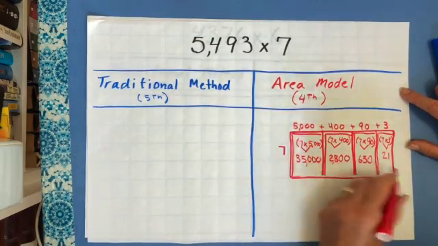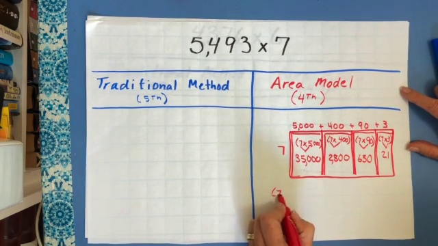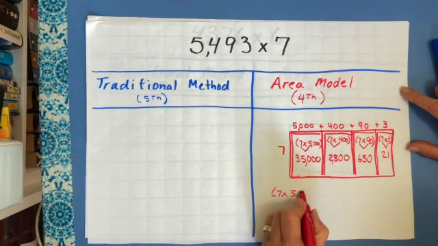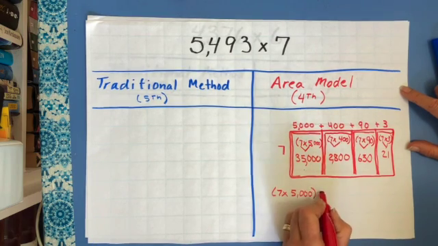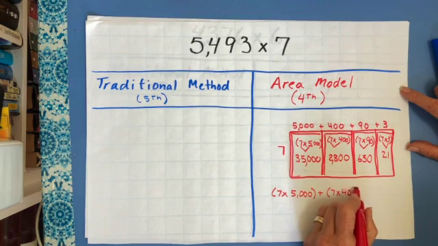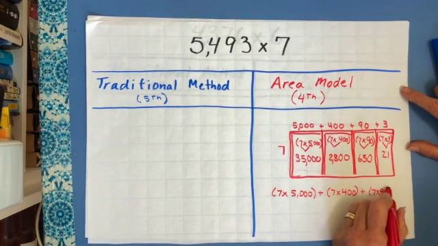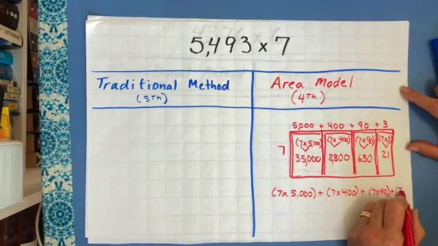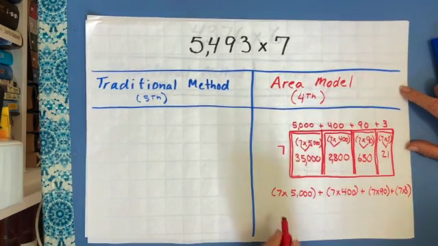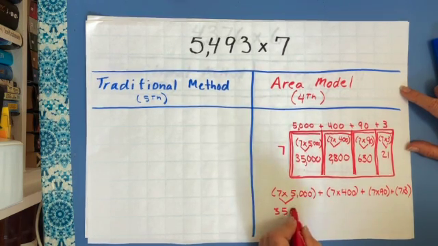If I wanted to write that problem in a partial product expression, I would just write 7 times 5,000 plus 7 times 400 plus 7 times 90, whoops, plus 7 times 3, just made it. Then I would say 7 times 5 is equal to 35, and I have 1, 2, 3 zeros.